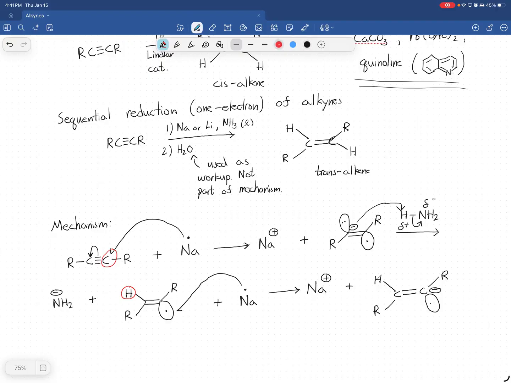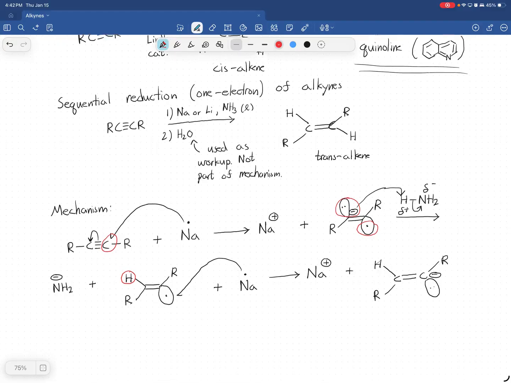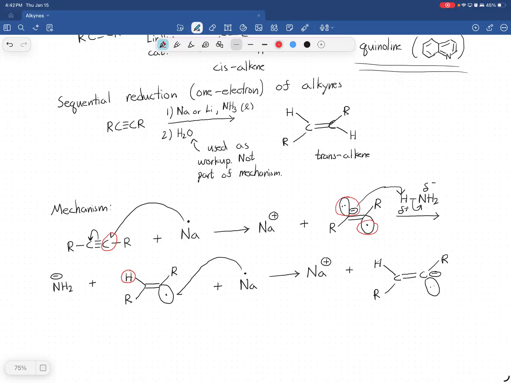So why do you think the electrons want to be trans to each other? Look at these electrons here. See these electrons and these electrons? Why do you think they want to be trans? What would happen if they were cis, or right next to each other? Would that be stable or favorable? Yeah, it'll be unstable, right?